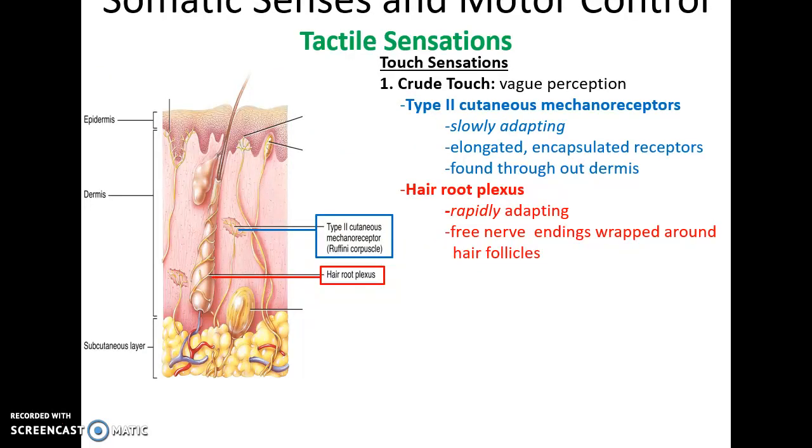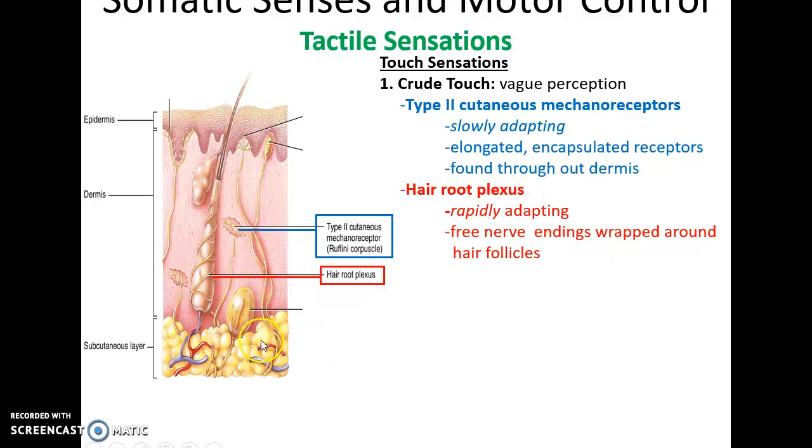All right, the tactile sensations. This is the sense of touch. There's crude touch, which is a vague knowing that something has touched you in that general area. These can include the type 2 cutaneous mechanoreceptors. These are slowly adapting receptors that will continue to send you a signal as long as the thing is touching you. These tend to be elongated, encapsulated receptors with the sensory neurons' dendrites within that encapsulated structure. And of course, usually associated with skin.